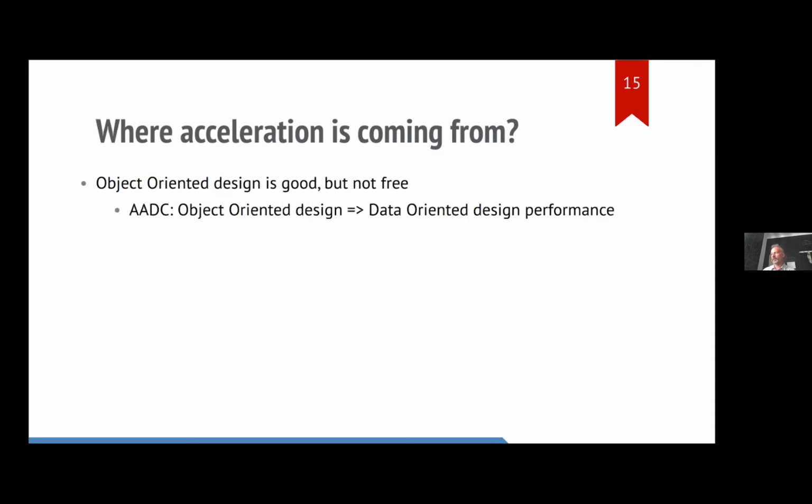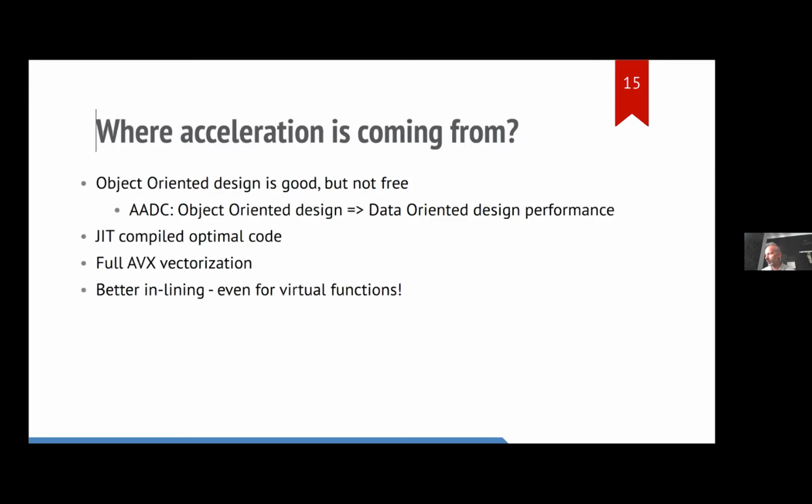So what we can do, AADC can take your object-oriented design and turn it into data-oriented design. So a design where you think about how you calculate and process data. And thinking about data-oriented design is usually a lot more expensive. You need to put a lot more thought into designing systems like this, and it's hard to maintain them later on. But with AADC, it's easy. JIT compiled optimal code, I'm going to touch more on that. AVX vectorization, inlining for virtual functions, better memory management, etc. So this is where, in this particular case, we get these tremendous results, right?